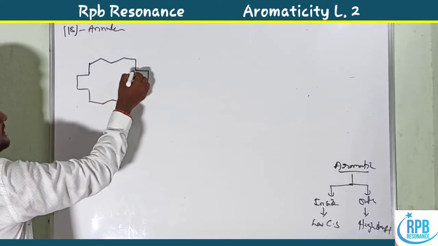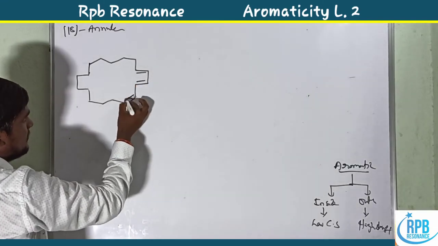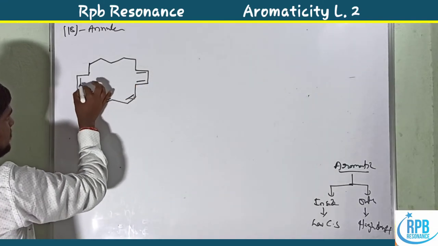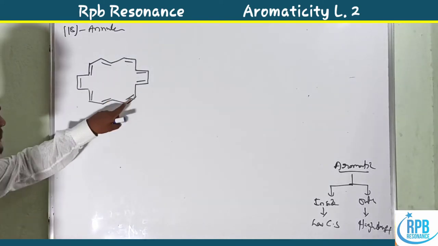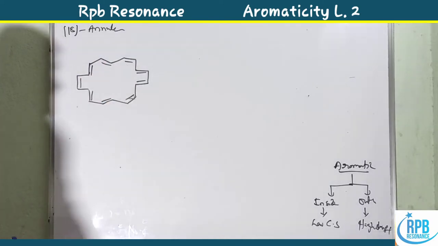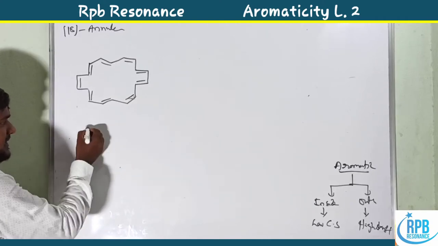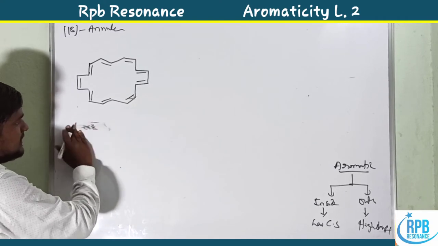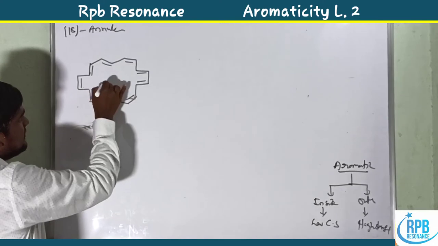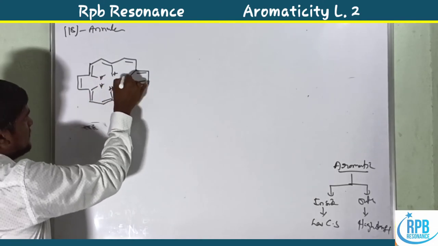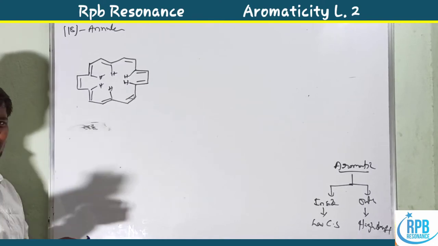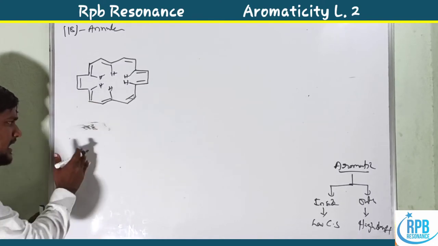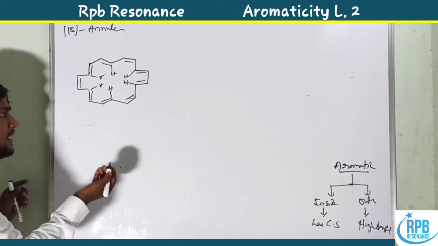Here is the double bond over here, double bond. 9 pi bonds means 18 electrons. Inside, 6 protons are inside and 12 protons are outside. Now why? Because at lower temperature it acts as a planar moiety, and at higher temperature it acts as a non-planar moiety.